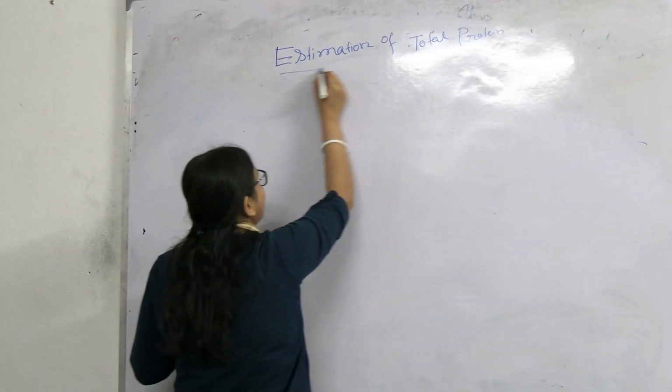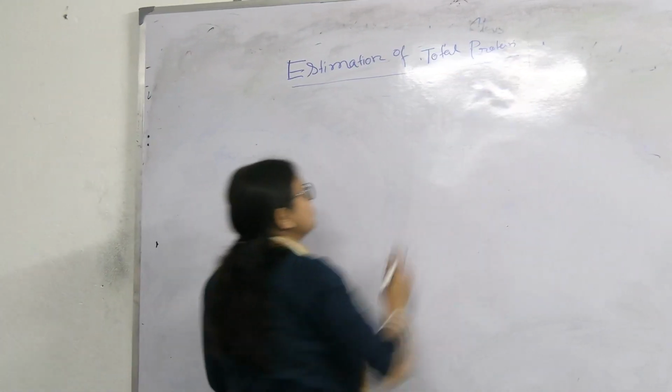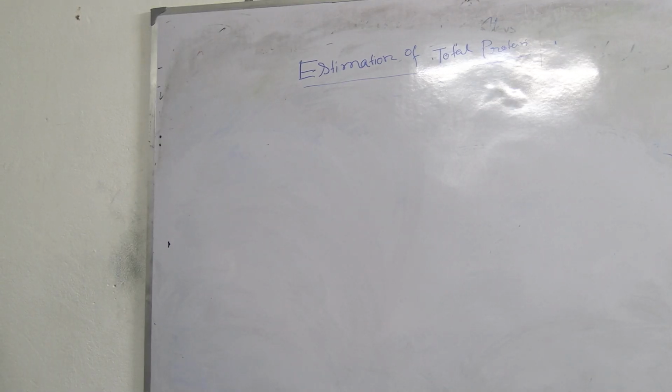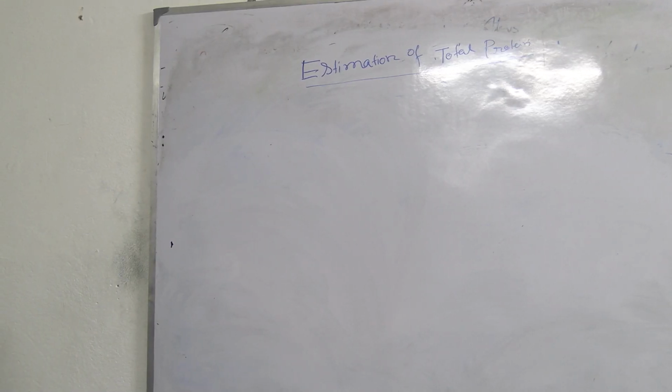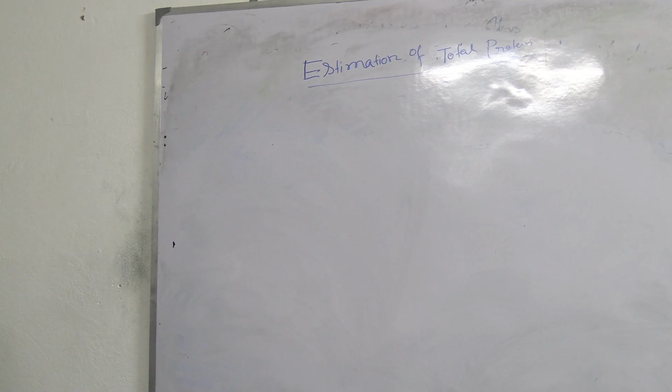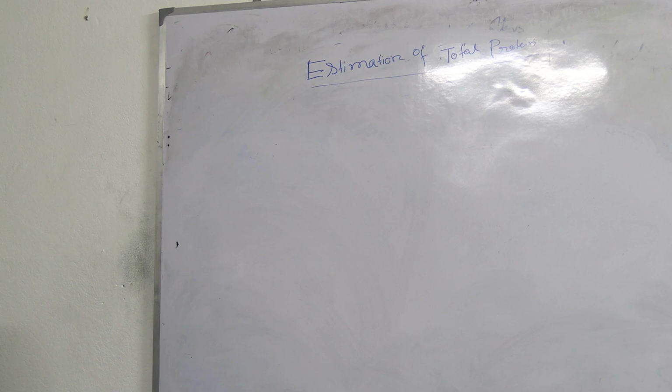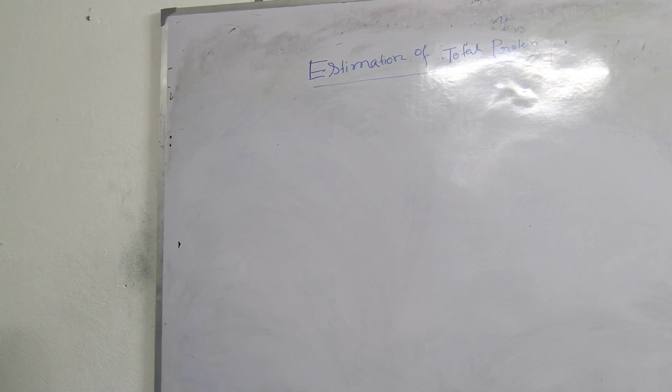Estimation of total protein. What are the types of protein present in our body? What are the types of protein? Any protein? Albumin and globulin, fibrinogen. So we are estimating the total protein.